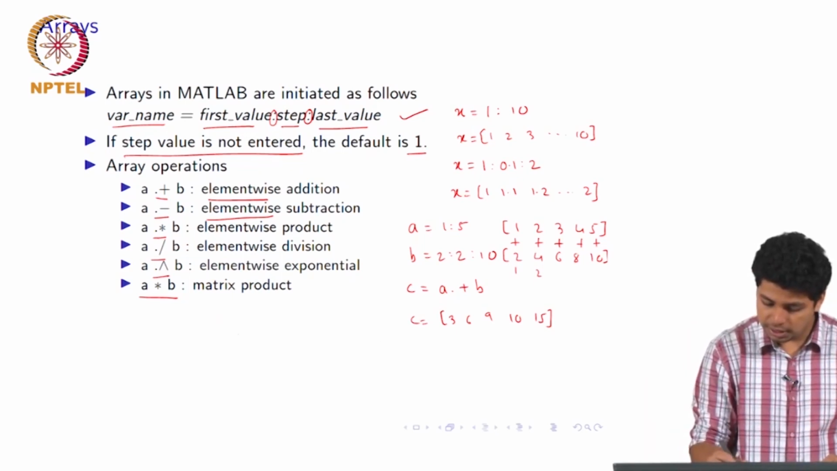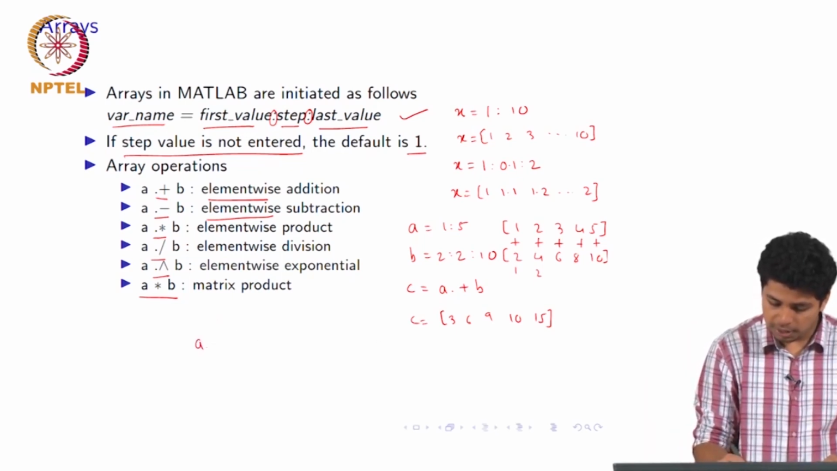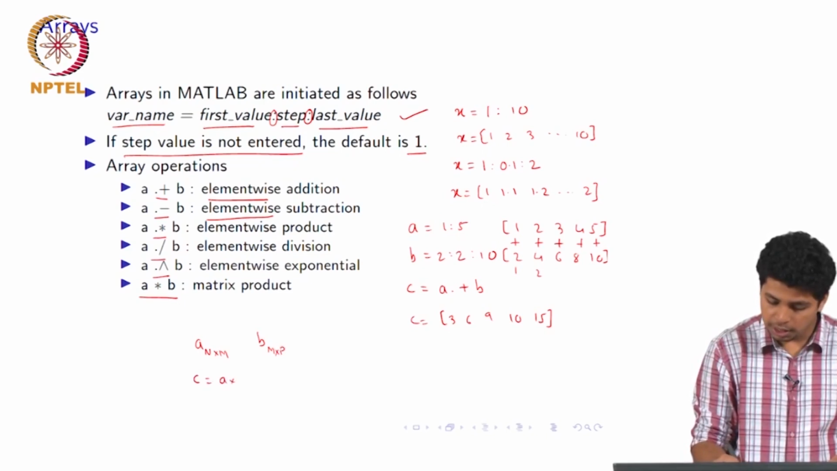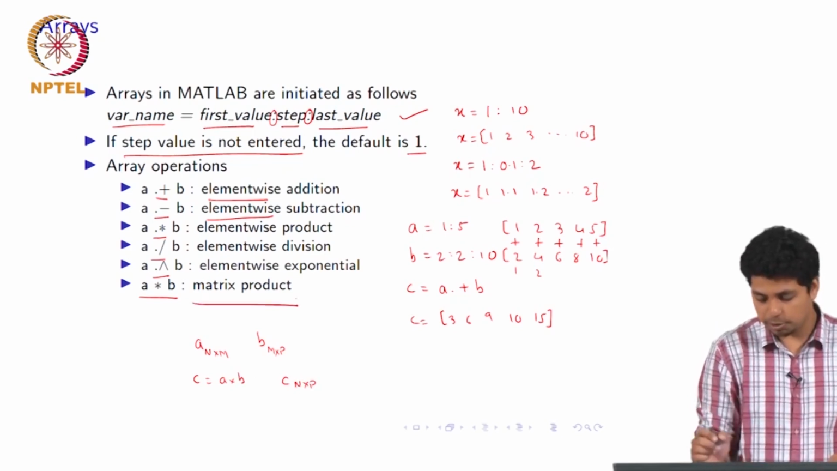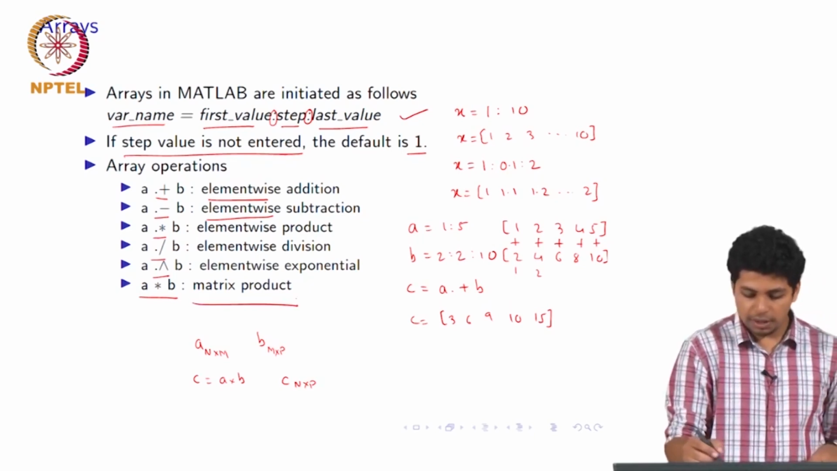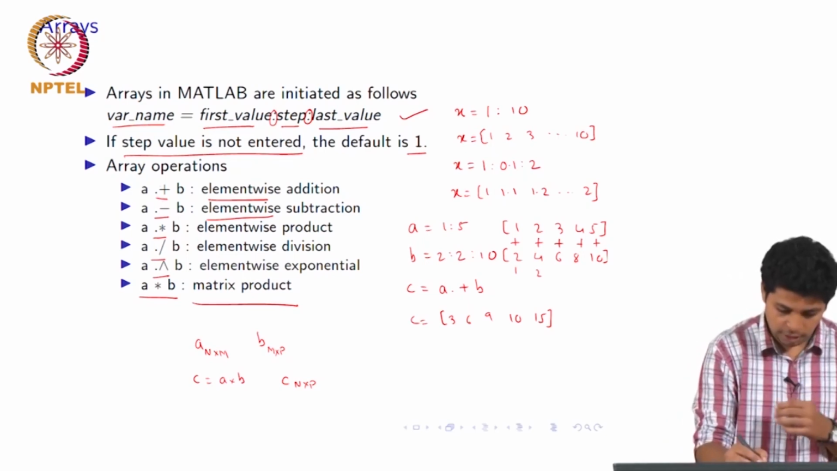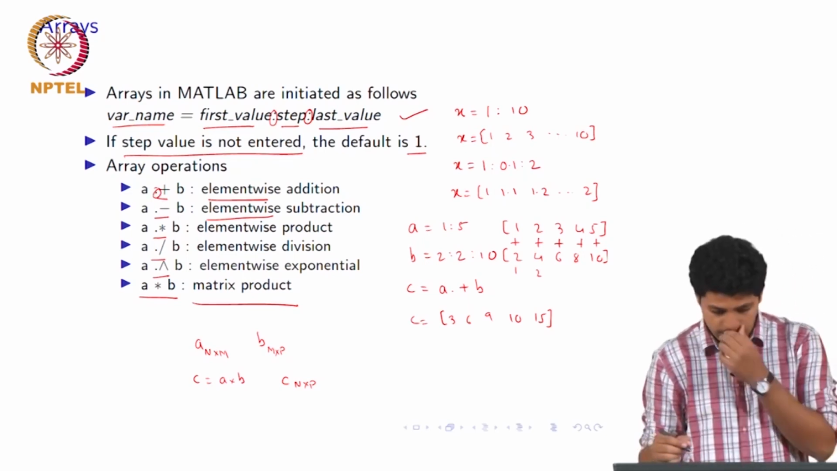So if you have a matrix A of dimensions n by m, and you have another matrix of dimensions m by p, and if we put c is equal to a into b, then we know that c has dimensions n by p. That is what this matrix product will mean. So if you want to do element wise operations, be sure to remember that you put a dot in front of whatever operation you want to do.